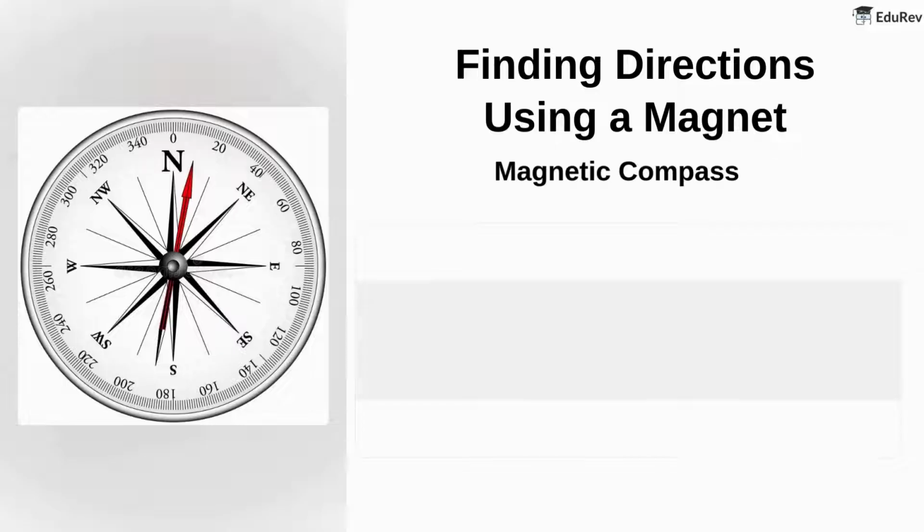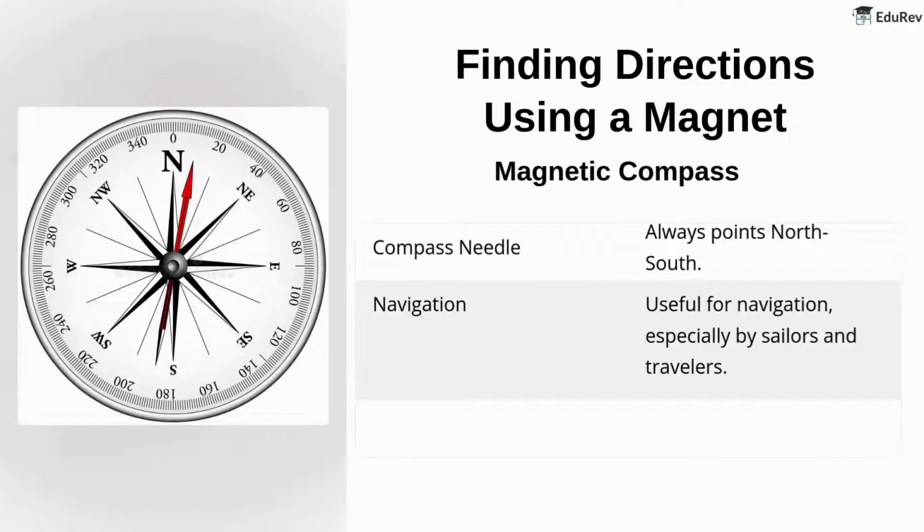Speaking of finding directions, let's talk about the magnetic compass. A compass has a needle that always points north-south. Sailors and travelers have used it for centuries to navigate. The north end of the needle is often painted red, so it's easy to see which way is north. It's like having a built-in guide to point you in the right direction.